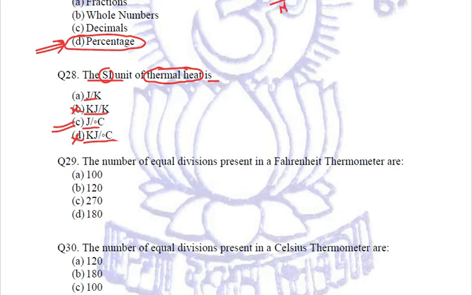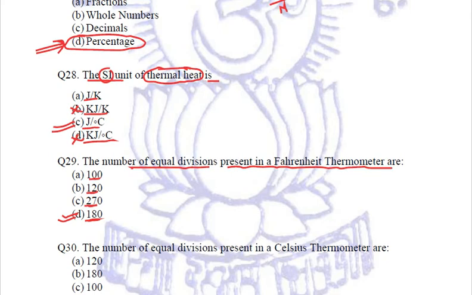The number of equal divisions present in a Fahrenheit thermometer are. How many divisions are present? The four options given are 100, 120, 270 and 180. What is the answer? I hope that all of you must be knowing it. Quite a simple question. The answer is of course 180.